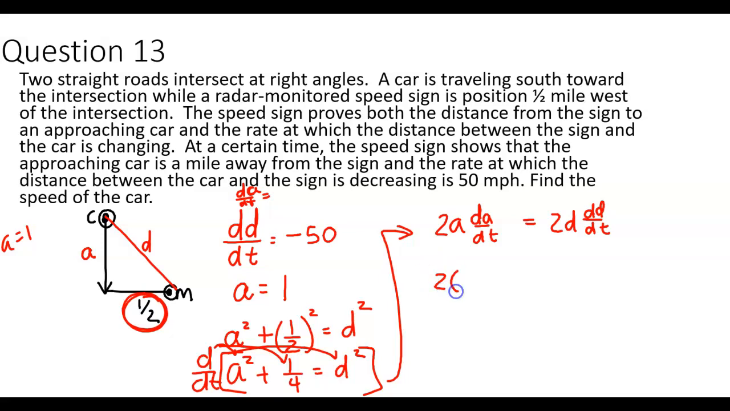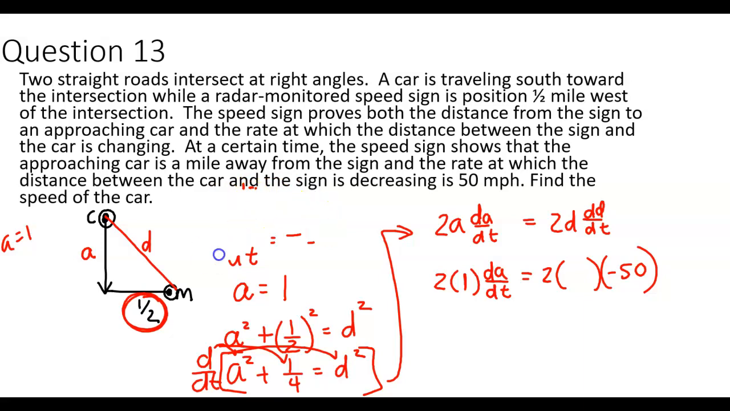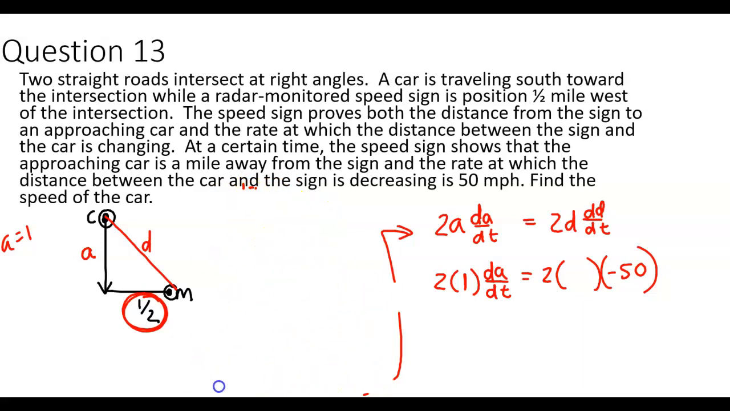All right, well, they tell me that a equals 1, so that's nice. I'm looking for dA/dt, so I'm going to leave that alone. I don't know what d is yet. Sometimes you have to find more stuff. But I do know that dd/dt is negative 50. So how do I find the d value? Well, a lot of times the way that you find a missing number is by going back to your original equation, before you took the derivative, I mean.